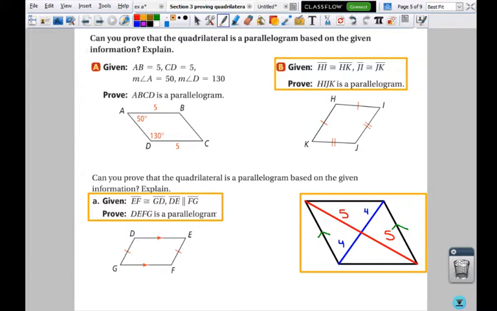130 and 50. That's true. But do we know anything about C? So C is opposite of A, so it should be 50. Only if it is a parallelogram. I don't know if it is. It is a parallelogram.